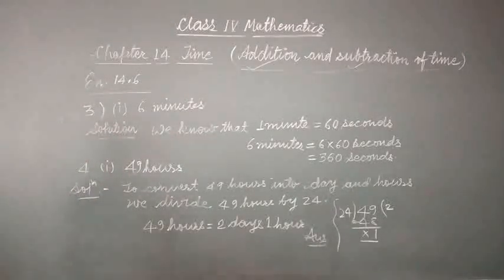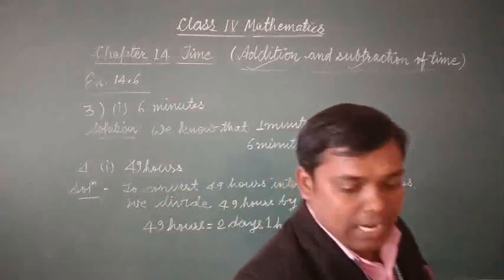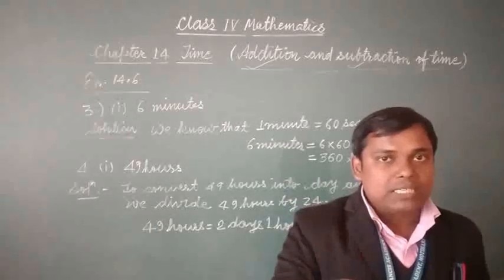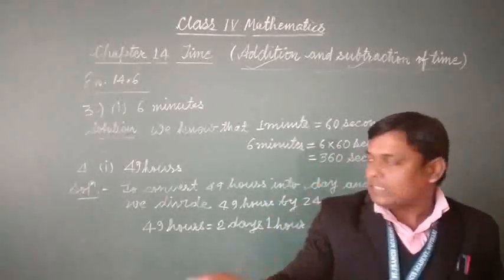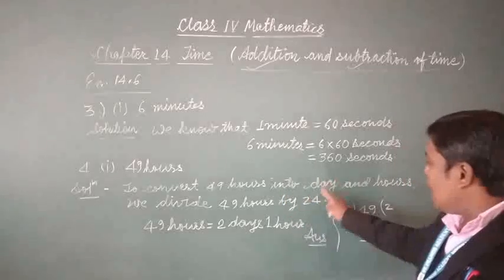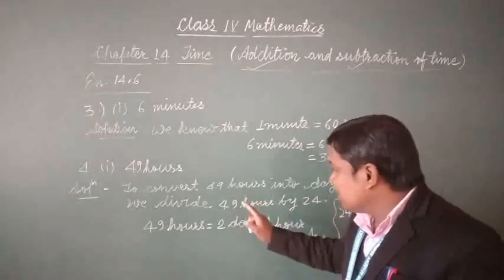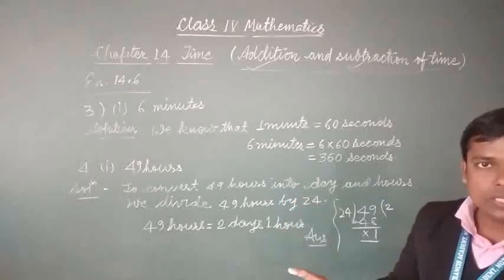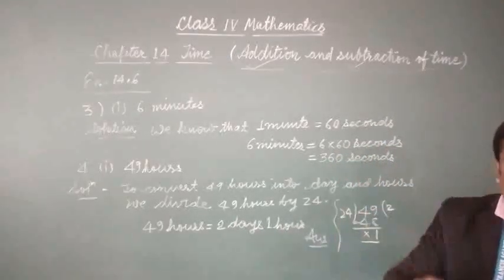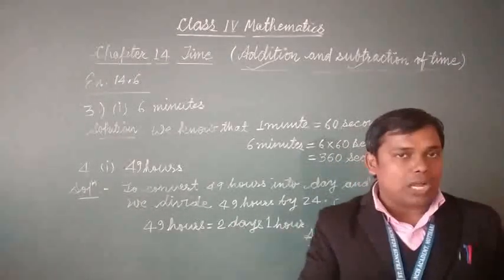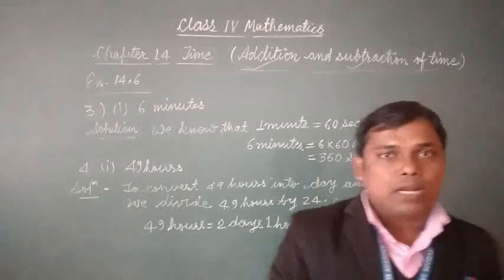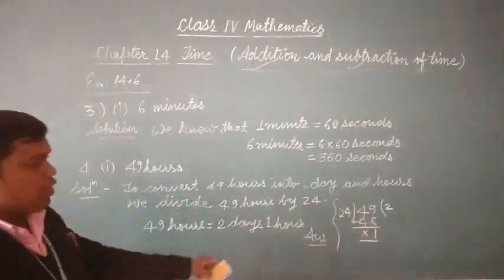I hope all of you understood how to solve questions. One more question is question number 5. Convert into hours and minutes. So whatever minutes are given, you will divide by 60 to get hours and minutes. In the same way, you have to convert given minutes into hours and minutes. We divide it by 60. Then whatever quotient comes will be hours and the remainder will be minutes. Addition and subtraction, how to do it, I have already told you in this class. So I hope you will be able to solve the questions of exercise 14.6.